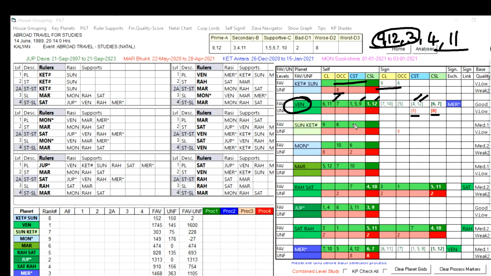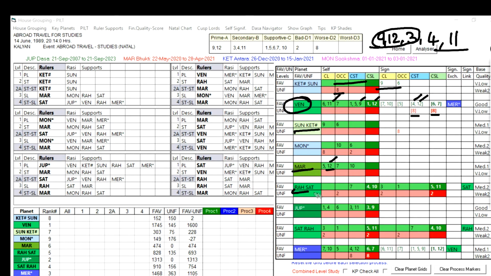Then Sun, 9 and 6 is okay. It is not having any star lordship or sublordship. So Sun can be a moderate key planet. Then Moon, 10 and 6, 8 and 2, is neither favorable nor unfavorable. Mars, 12th, 5 and 12, occupying the 7th house and 10th cuspal star lord. So this is supportive, not very strong. So we can say Mars, like Sun, is a moderate key planet.